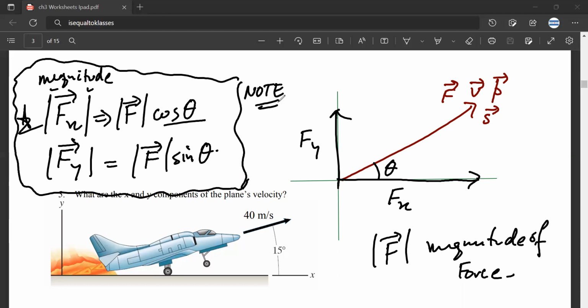And again, what I'm trying to tell you is that this F can be any vector in physics. It can be force, velocity, momentum, displacement, angular momentum, or angular velocity. So all these vectors that you will be meeting in physics, any of the vectors can be resolved.